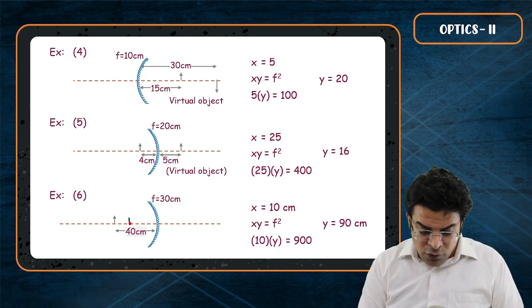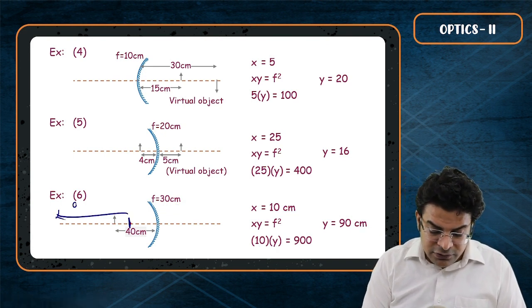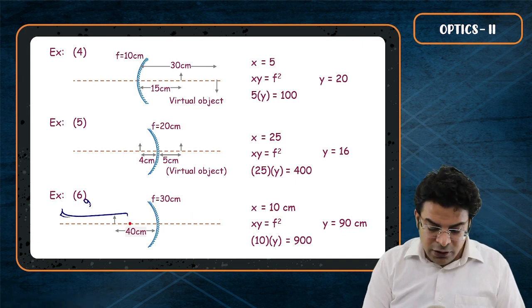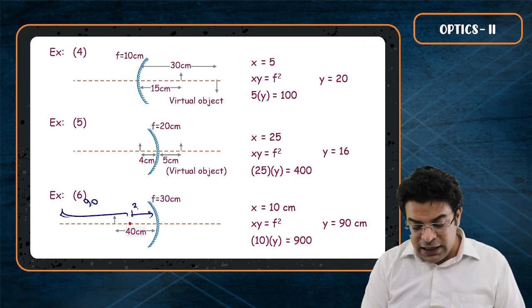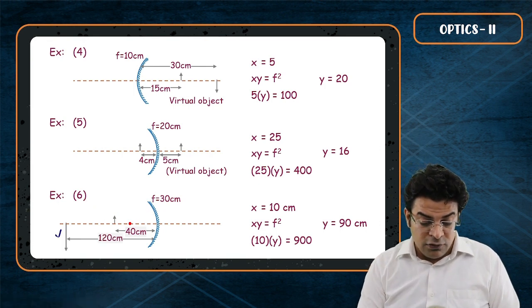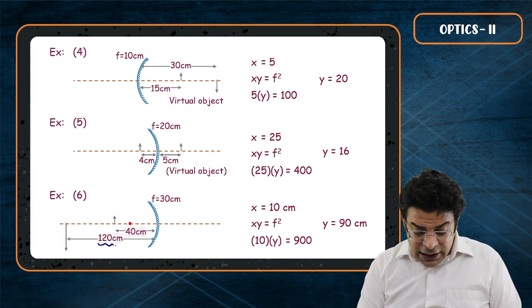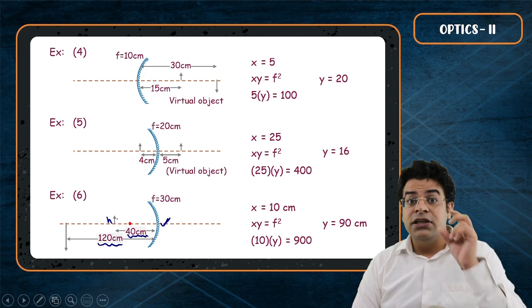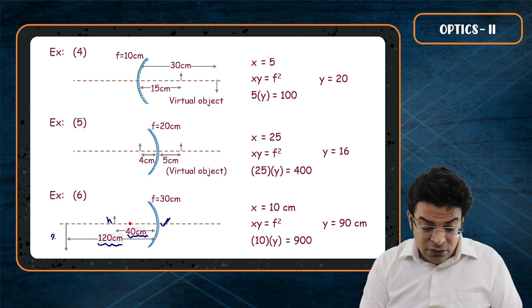Now from the focus, I should move 90 this way or 90 that way. So definitely 90 this way. And the focus itself is at a distance of 30. So you will say that the image will be formed at a distance of 120. And as the image distance from the pole is 3 times the object distance, I can say that if the object has a height h, the image will have a height 3h.